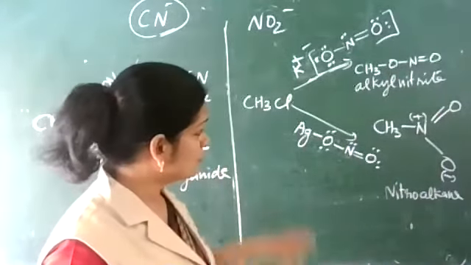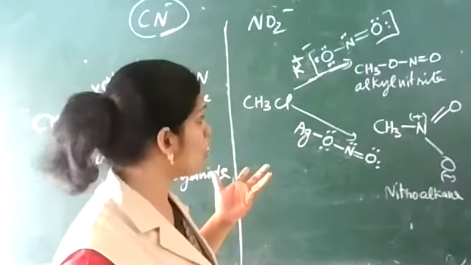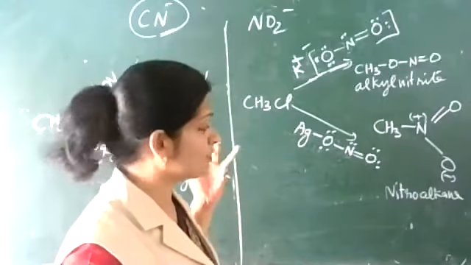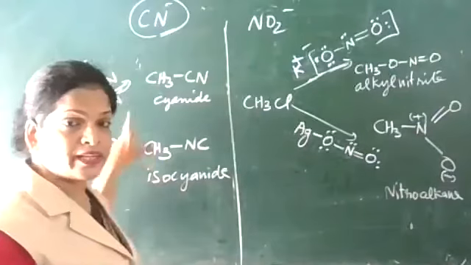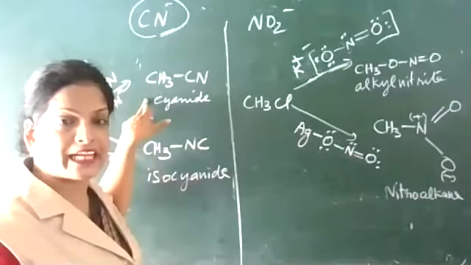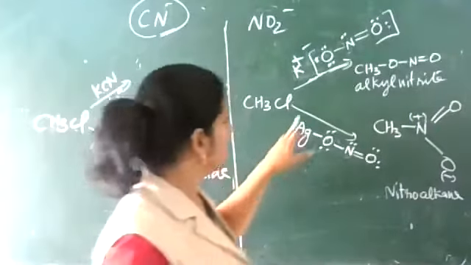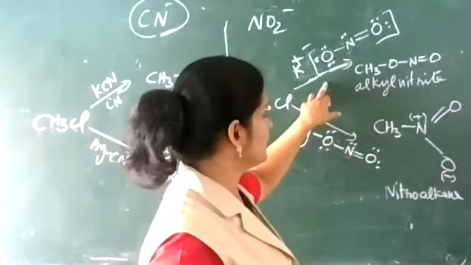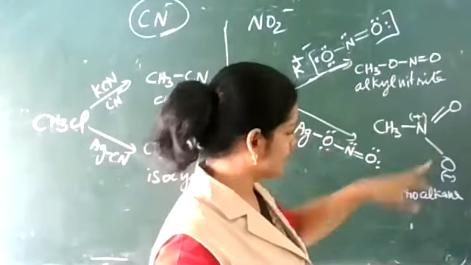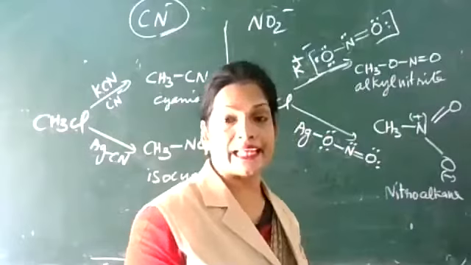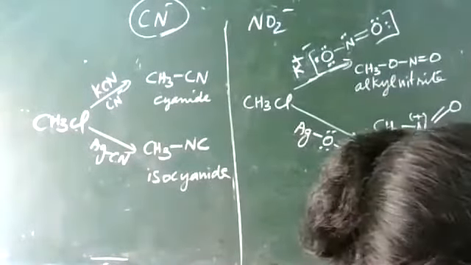Okay. So with the same nucleophile you are getting different products. With CN, one is alkyl cyanide, this is methyl cyanide, and this is methyl isocyanide. And with NO2, the connection is here O, then alkyl nitrite, this is nitroalkane. So that's about the ambident nucleophile.